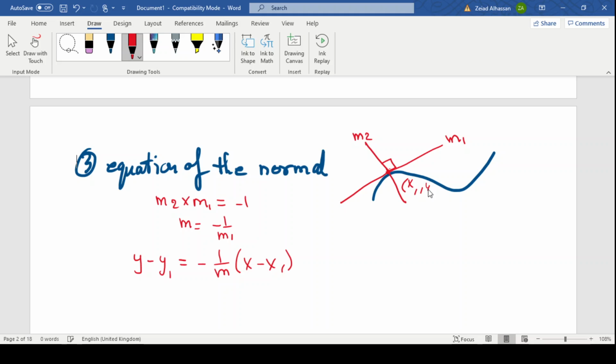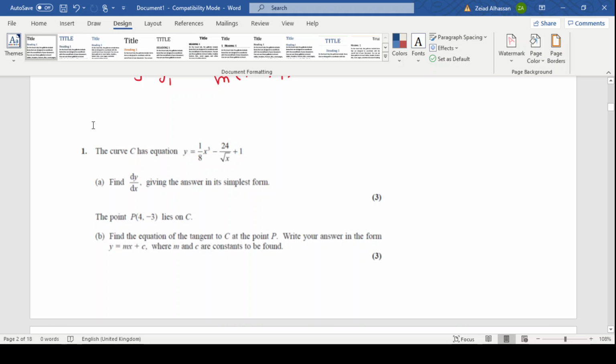That's x1 and y1, this point. So that's called the equation of the normal and the equation of the tangent. I would like to see one of the questions that I brought from the past paper itself, which is a curve that has this equation. Let me take it on a separate page.